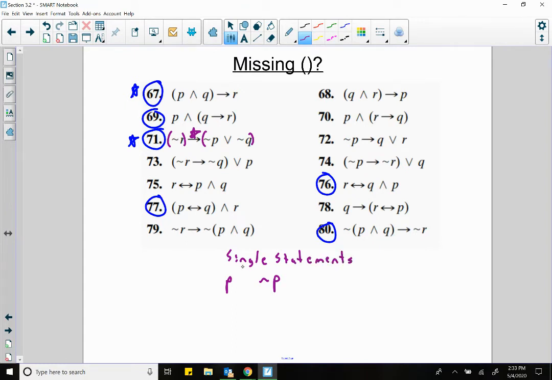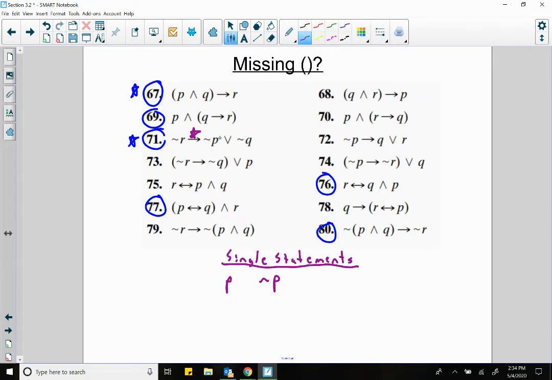We do not put parentheses around those. So if we look up here at what's going on in front of the star, you have a single statement right here. Do not put parentheses around that. Ever. Although technically it's not wrong if you do that, according to my MyMathLab, we don't want it. But technically it's not wrong. But don't do it.